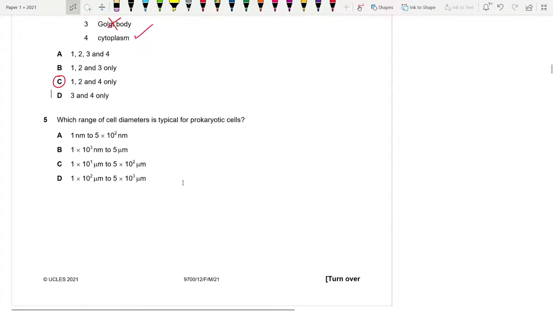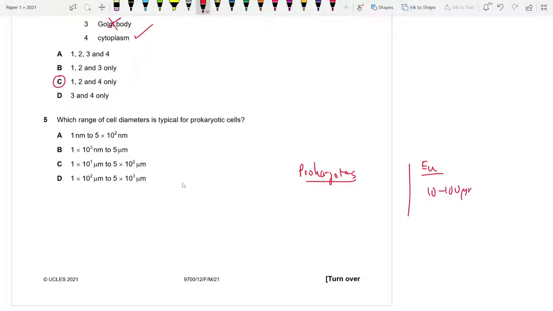Moving on to 5. Which range of diameters is typical for prokaryotic cells? I was talking about this in the October-November variant 1.3. For eukaryotes, it's typically around 10 to 100 microns, 10 to 100 micrometers. And what about prokaryotes? Cell diameters are around 1 to 10 or 5 to 10. You could say it's around 1 to 10 micrometers or 5 to 10 micrometers.